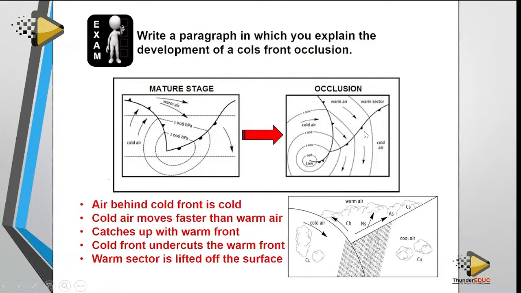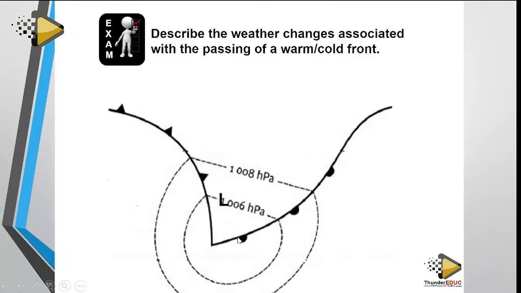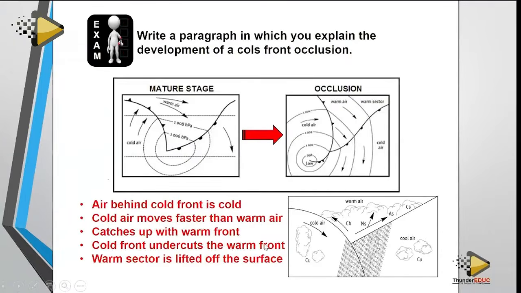Why does the cold front move faster than warm air? Because the gradient is steeper, and then it catches up with the warm front. And what will it do when it catches up with the warm front? It's going to undercut. The cold front will undercut the warm front, and as it undercuts the warm front, what will then happen? The warm sector will be lifted off the surface.